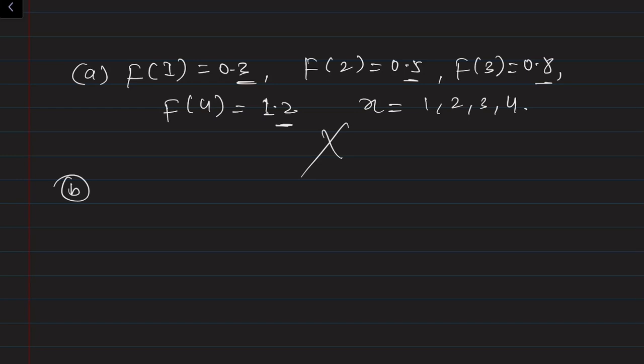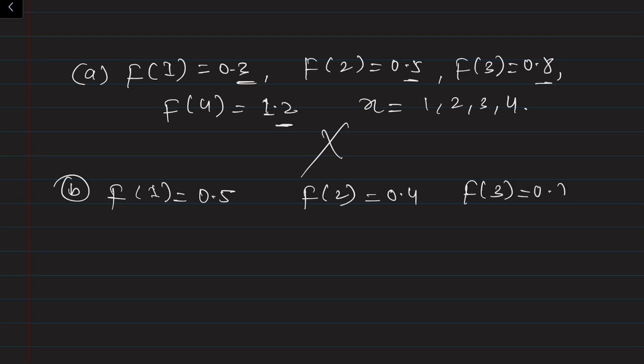Let's look at the second example. Suppose f1 equals 0.5, f2 equals 0.4, f3 equals 0.7, and f4 equals 1. Now you can clearly see that in this example, the second condition is not valid because the value of the function has decreased from 0.5 to 0.4. So this is not a valid CDF.